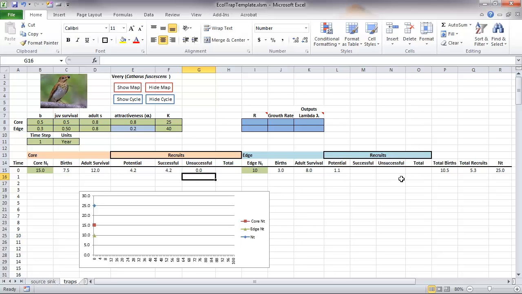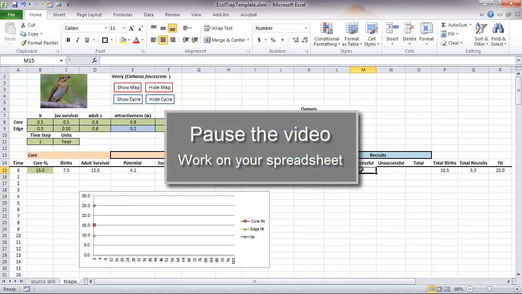At this point now we can do the same exercise for the edge. Go ahead and put your video on pause and enter those equations, and then we'll enter them together when I come back.